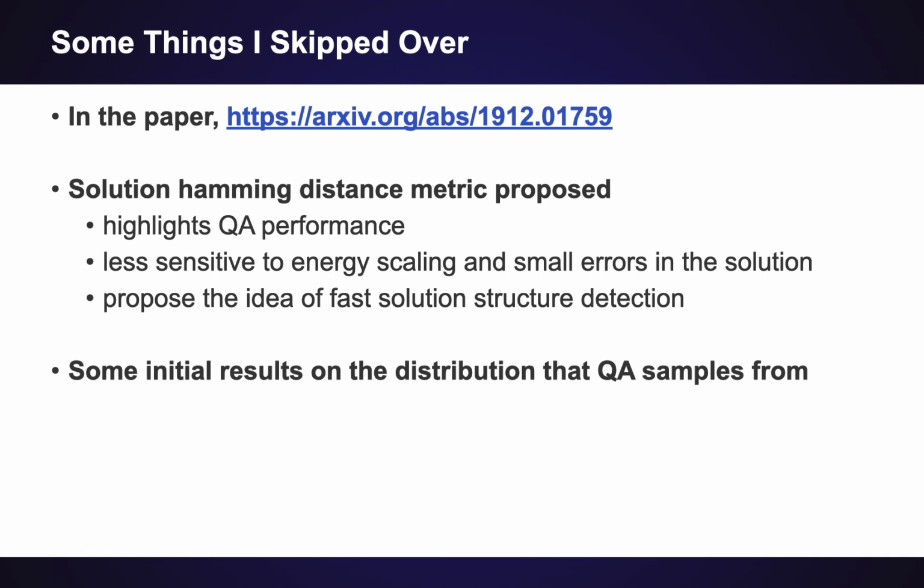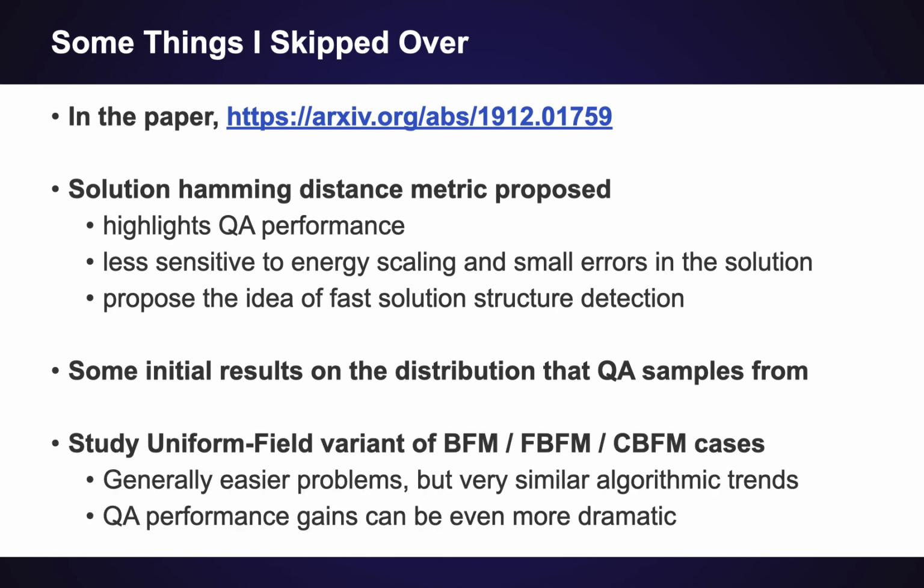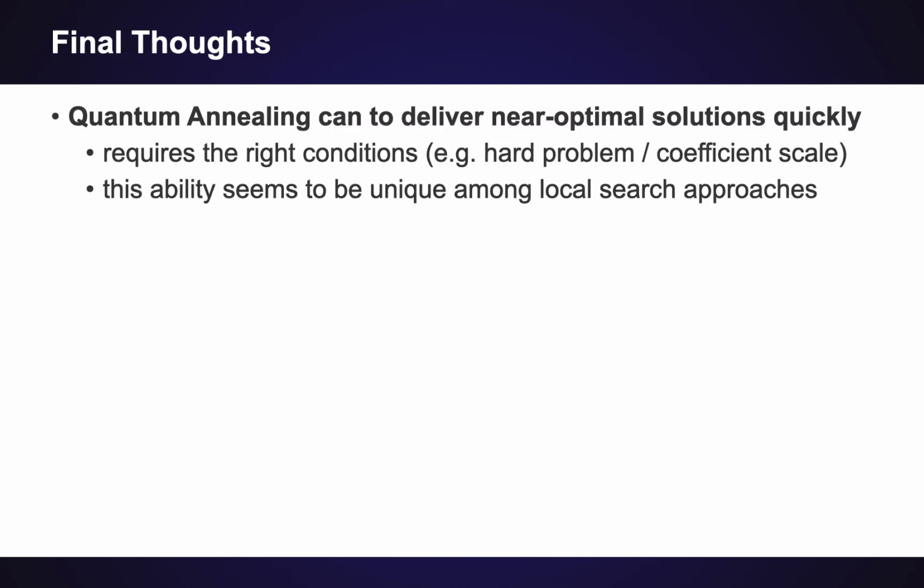We also have some initial results on the types of distributions that quantum annealing is sampling from and why it seems to perform so well on the CBFM instance. And we also have an appendix which includes a uniform field variant of all three problem classes. These are generally easier problems for all the algorithms, but they have very similar trends. And in some cases, the quantum annealing performance gains are even more dramatic than what we presented here, but we selected these three cases as the primary ones because they seem to be the most challenging for all possible algorithms that we tested. So some final thoughts.